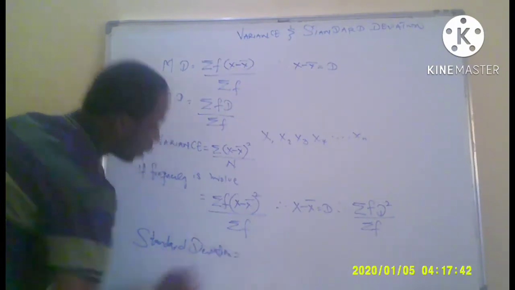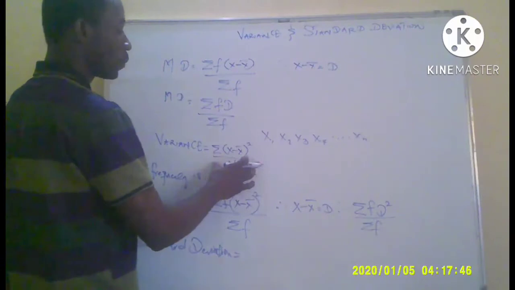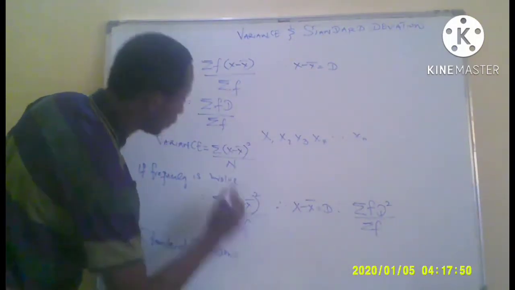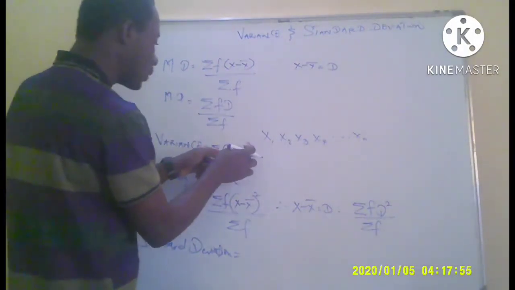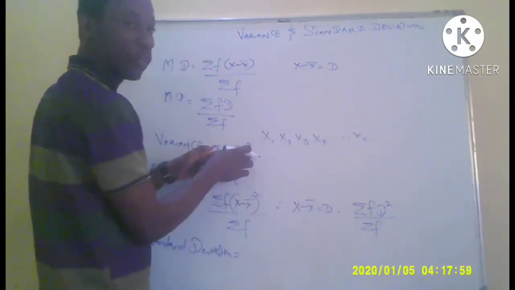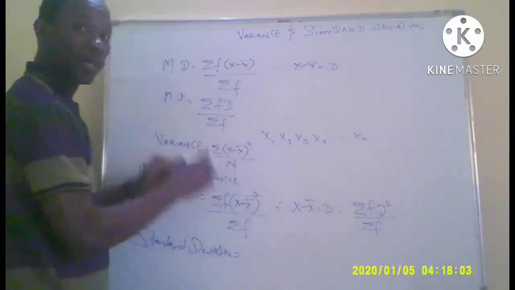Is equal to, what is the variance? This is the variance now. Let's assume the variance is a certain number; we can as well say the standard deviation is the square root of the variance. This variance is the product of the frequency and the square of the deviation, while the standard deviation is the square root of the variance.